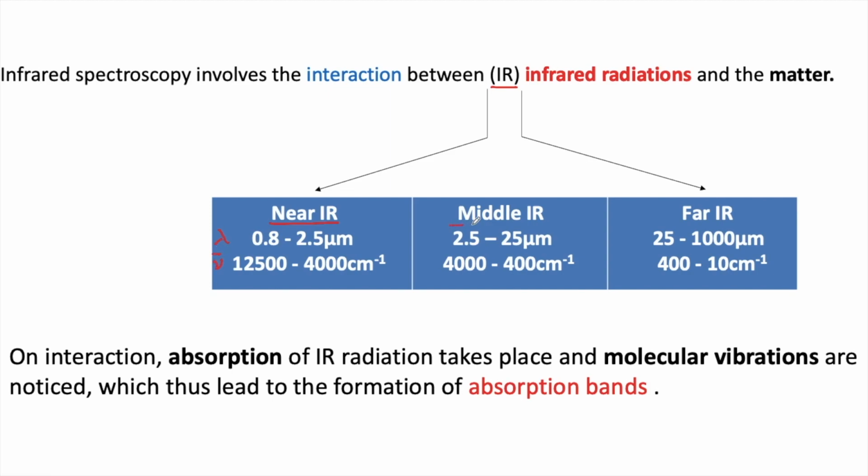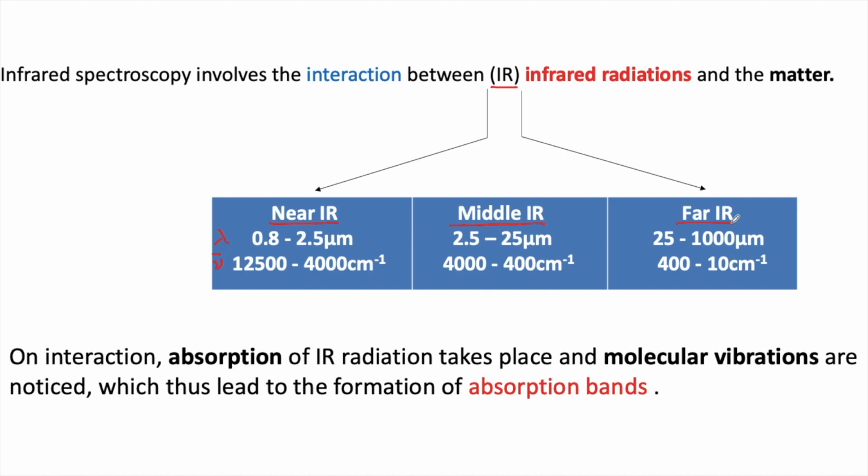Second comes the middle IR region. The wavelength range for this region is 2.5 to 25 micrometer, and the wave number range is 4,000 to 400 per centimeter. Third comes the far IR region. The wavelength range for this region is 25 to 1000 micrometer, and the wave number range is from 400 to 10 per centimeter.